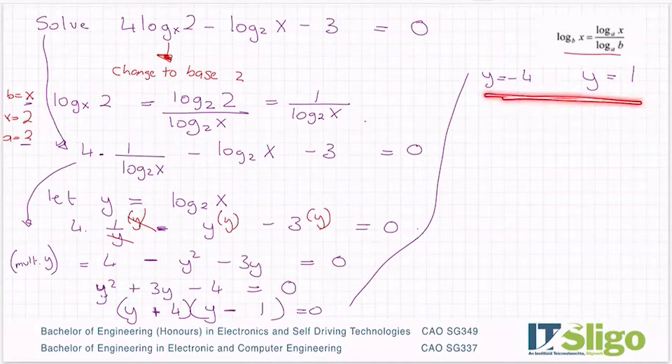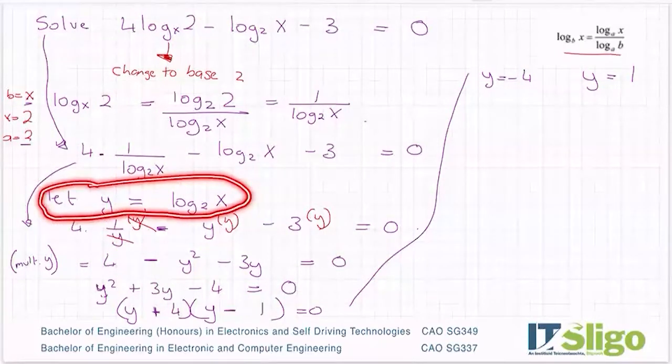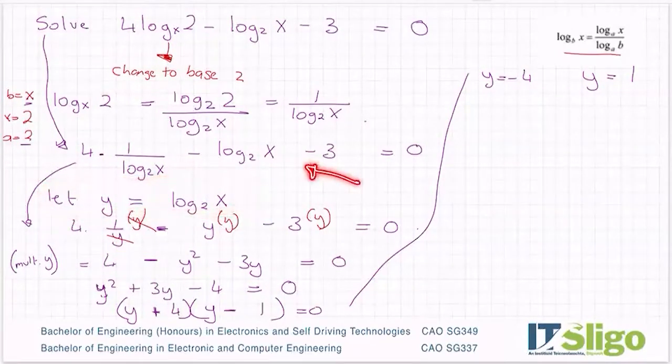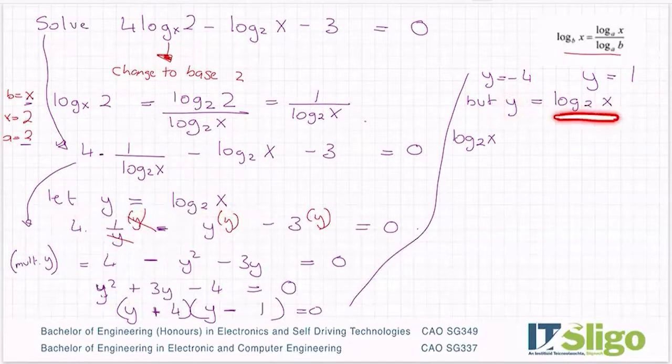Am I finished here? No, because when you were asked to solve this equation, you were told to solve it for x. x was the variable that was in your sum. We introduced y here as a temporary measure to help us solve this log question. So now we must remove y from our equation and solve for x. But y was equal to log to the base 2 of x. So therefore, we can now say that log to the base 2 of x is equal to minus 4, which was our y, and log to the base 2 of x is also equal to 1, which was our other y.